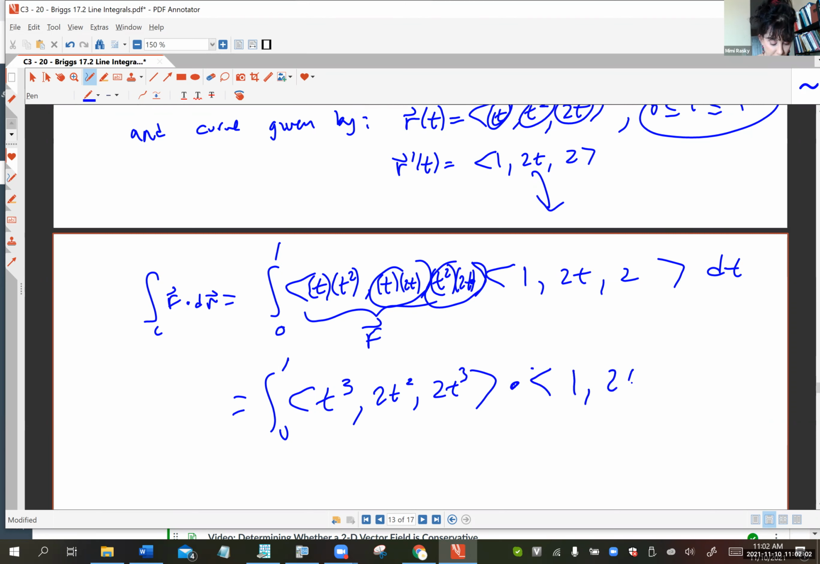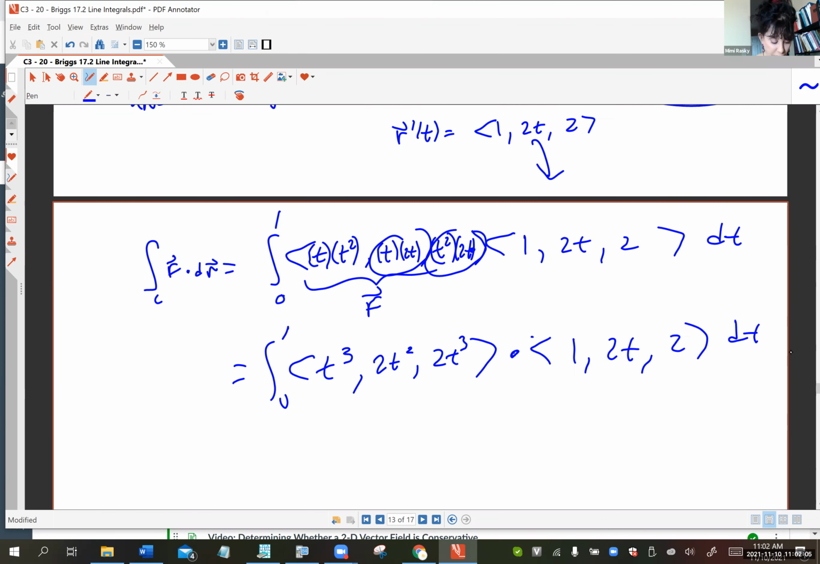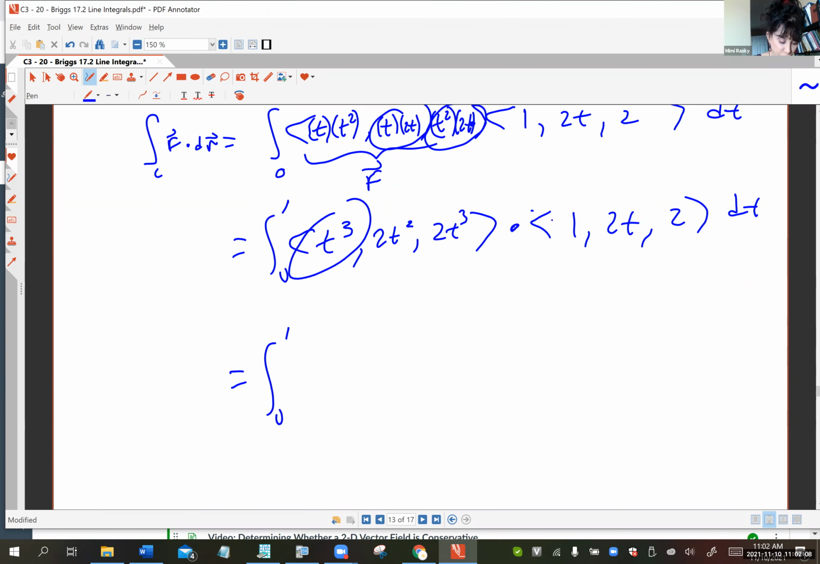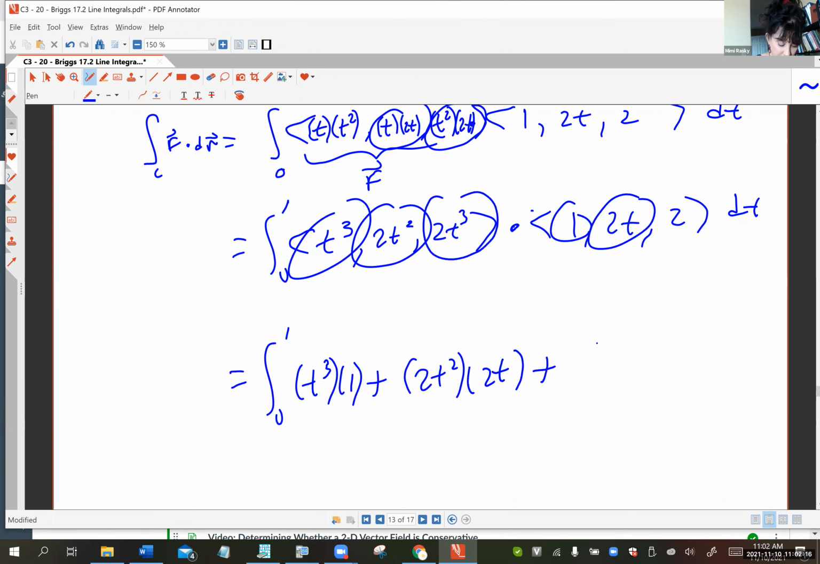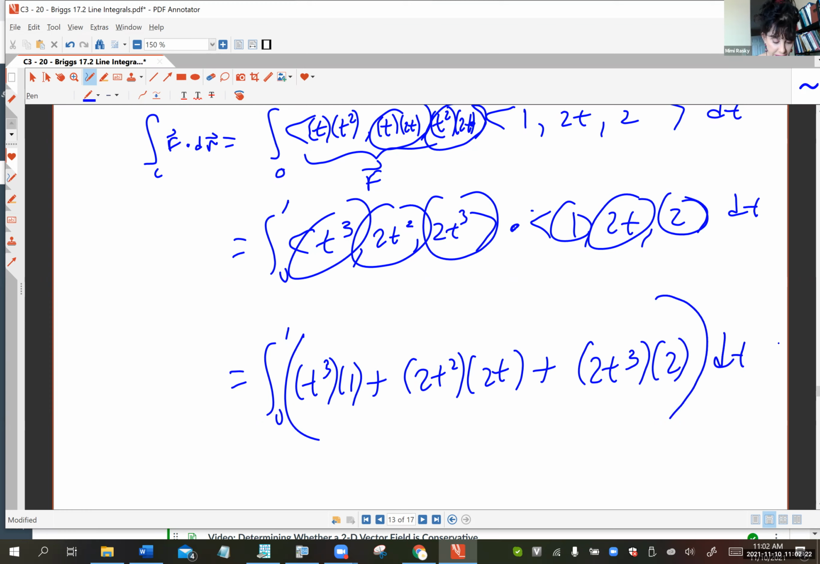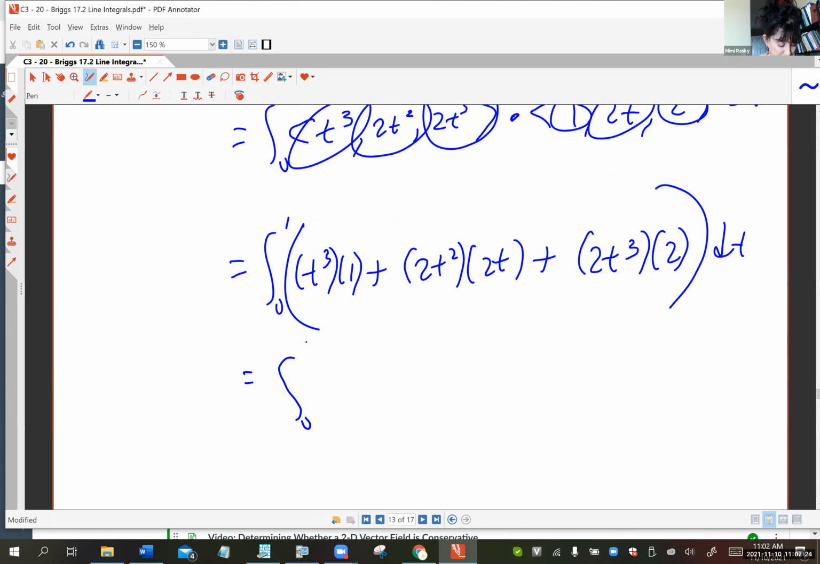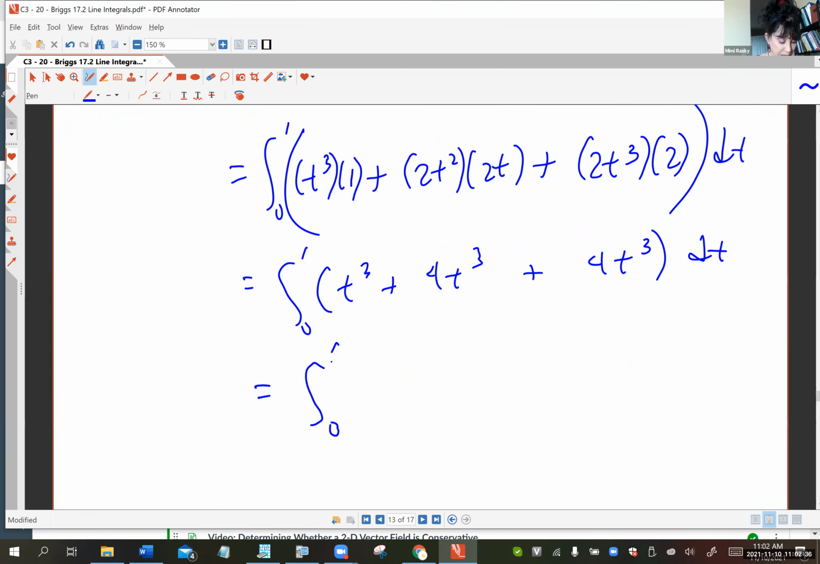And then I'm going to take a dot product. Here's the dot product now. t cubed times 1, plus 2t squared times 2t, plus 2t cubed times 2. So this big mess, dt. I'm going to do some simplifying. You've got t cubed plus 4t cubed plus another 4t cubed. Wow, there's a lot of t cubed terms. Why don't we just combine like terms? It looks like we're going to have 9 of these t cubed terms.